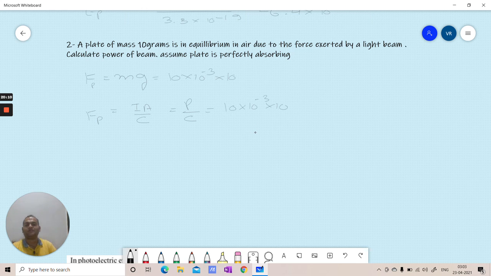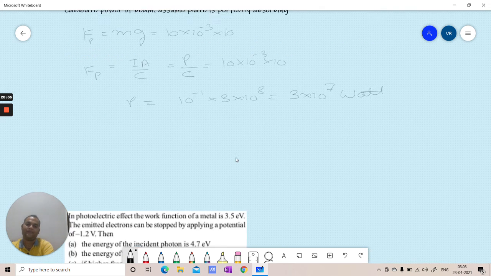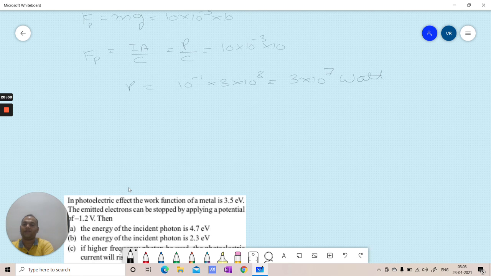C is the speed of light. So power is equal to 10 to the power minus 1 into 3 into 10 raised to the power 8. That is 3 into 10 raised to the power 7 watt. This much will be the power of this bulb. Then only this 10 gram plate will stay in equilibrium. That much power: 3 into 10 raised to the power 7 watts. Okay, let's go to the next question.